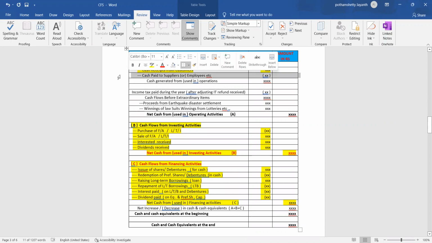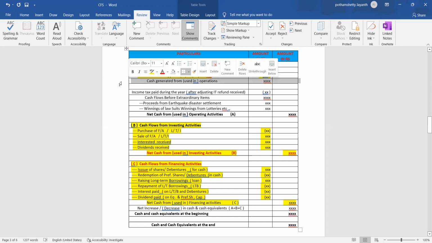Next one, cash paid to suppliers, employees, etc. Whatever payment you are making to your suppliers and employees will come under operating activity as a minus value. From cash received from customers, if you deduct payment made to suppliers and employees, you will get cash generated from operations. If it goes minus, you will write it as used in the operations. Okay.